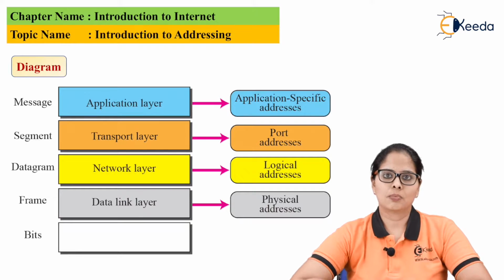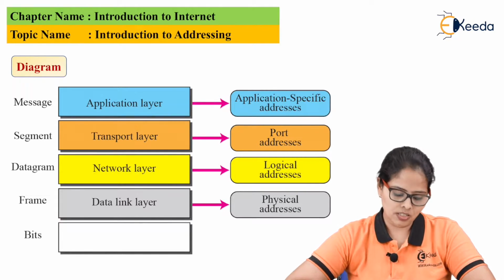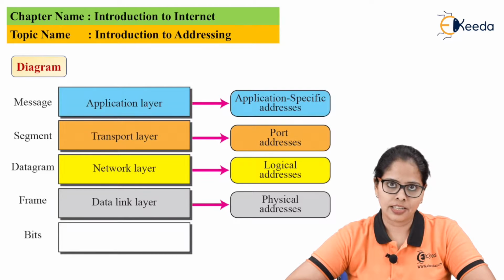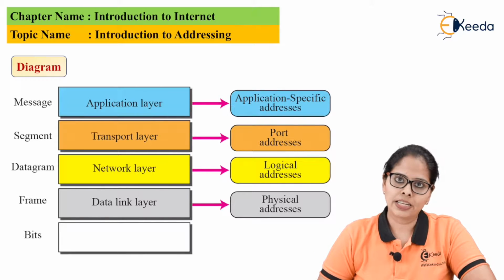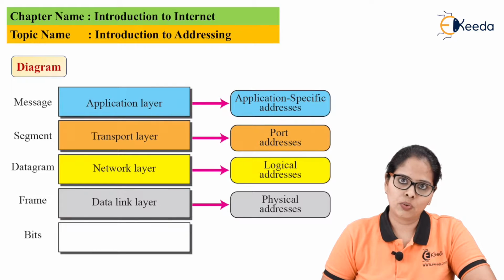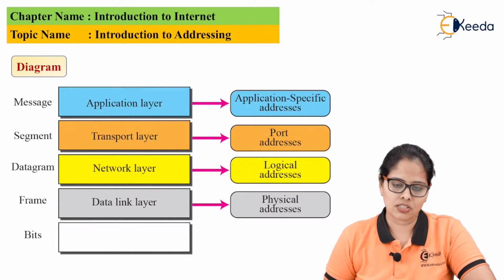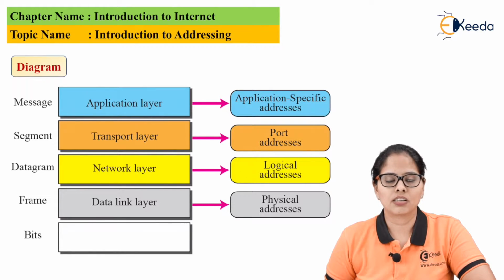Now let us discuss the TCP/IP model. It contains 5 layers. The first is the physical layer, second is the data link layer, third is the network layer, fourth is the transport layer, and fifth is the application layer. Basically the data link layer uses physical addressing, whereas the network layer uses logical addressing. The transport layer uses port addressing. Now let us discuss each addressing in detail.